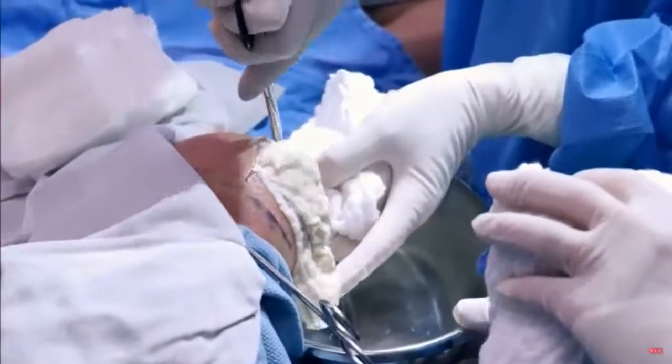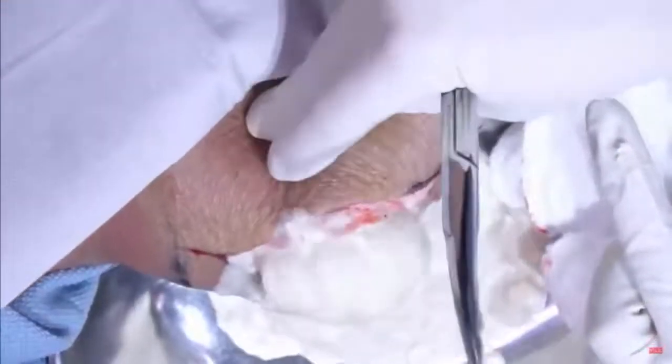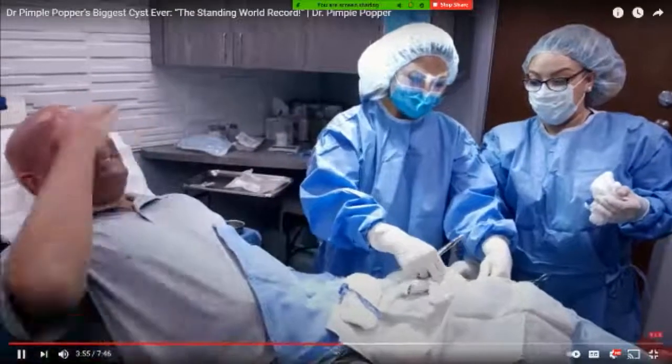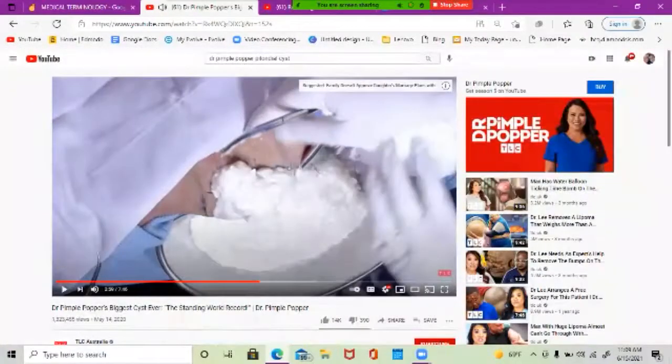Oh God. Oh my God. That is a lot of cyst. Oh my God. Ew, right? Looks like cottage cheese. I was like, nuh-uh. Look like cottage cheese.